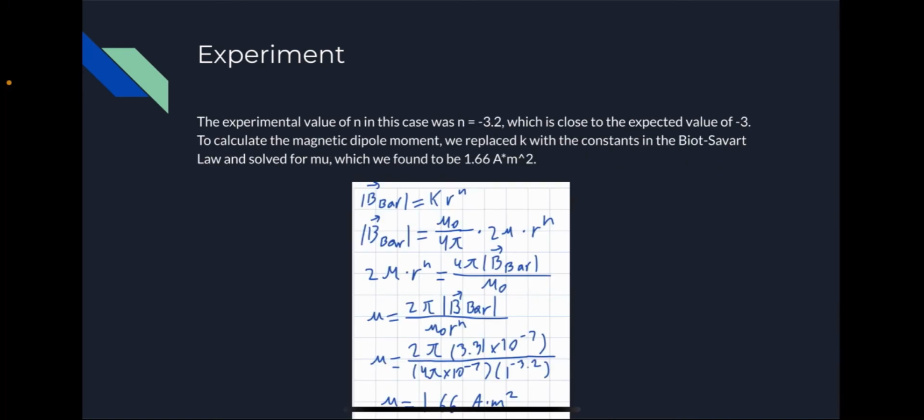The experimental value of n in this case was n equals negative 3.2, which is close to the expected value of negative 3. To calculate the magnetic dipole moment, we replaced k with the constants in the Biot-Savart law and solved for mu, which we found to be 1.66 amp times meter squared.